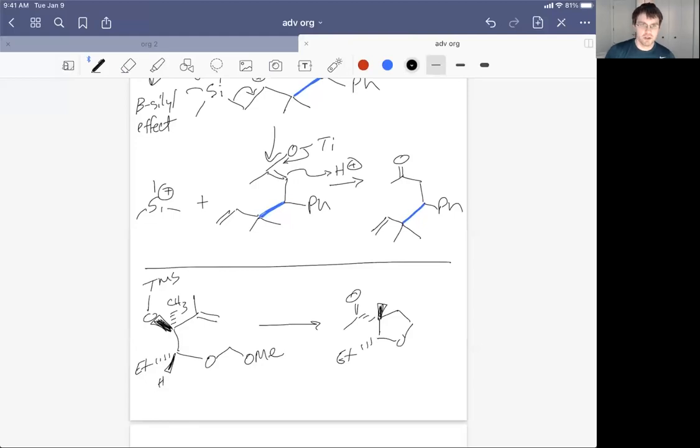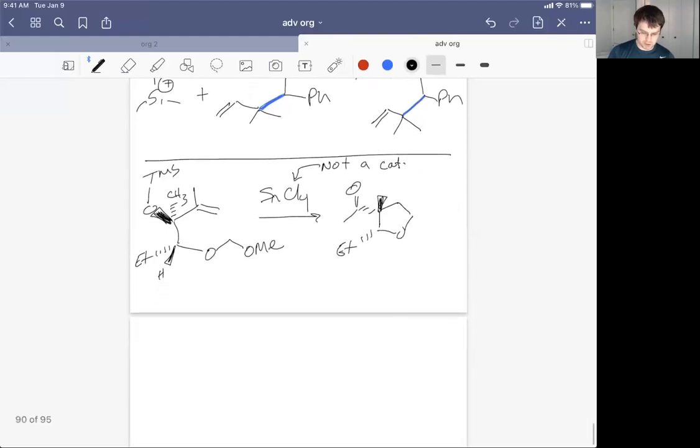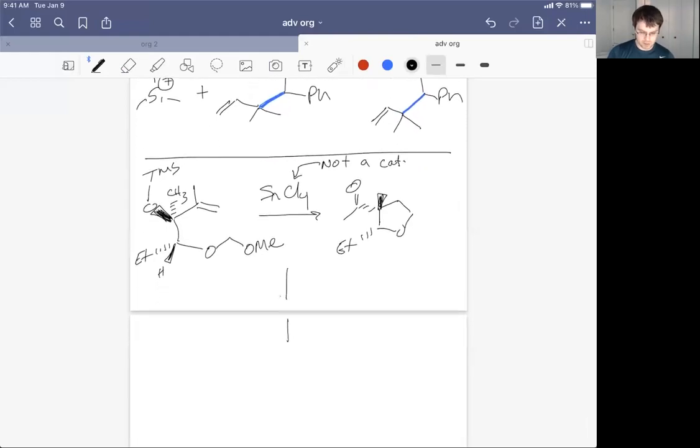Okay, so can we figure out what's going on here? First of all, how is this reaction occurring? It's using tin tetrachloride. So once again, it's not a catalyst, because the catalyst would readily react with the oxygens and be consumed by the water product. Okay, let's look at what's happening in this transformation.